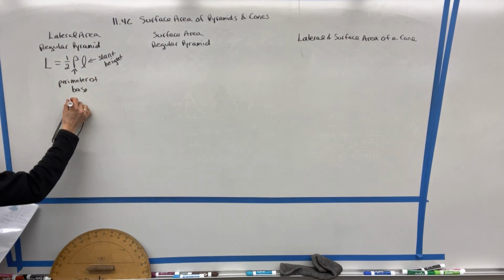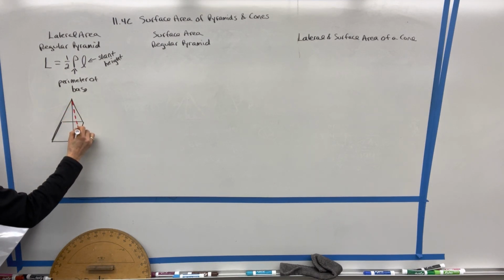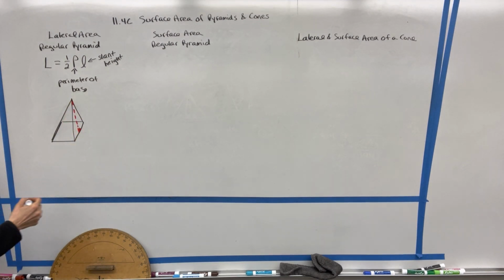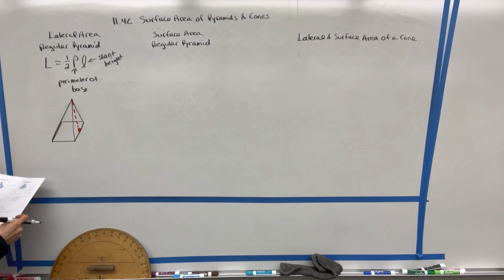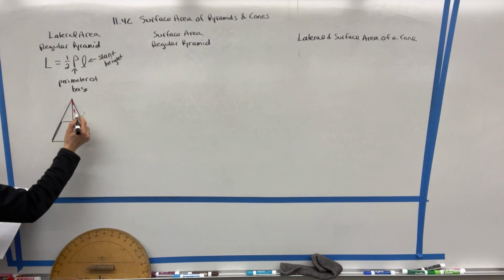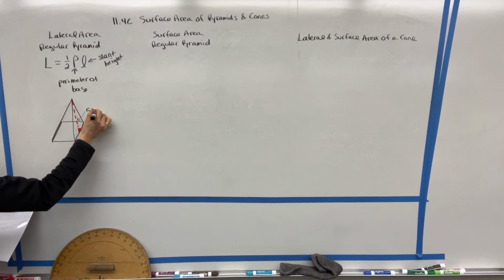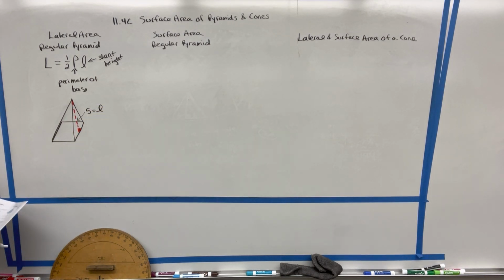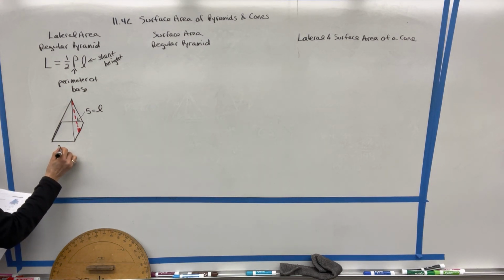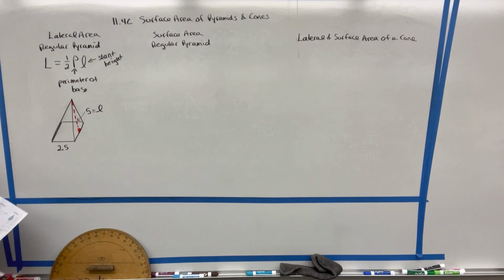So for example, in this picture right here, my slant height would be going down the side of the pyramid, not through the middle. If that slant height is labeled as 5, that would be the L in this picture. And then I have one side of the base marked with 2.5.